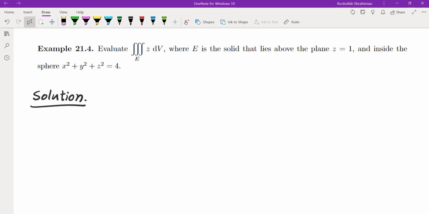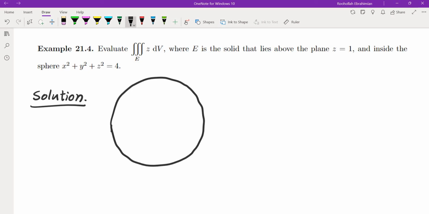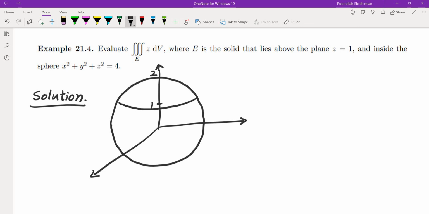Evaluate this triple integral where E is the solid that lies above the plane z equals 1 and inside the sphere. So again, we're going to draw the diagram. So we have a solid that lies above the plane z equals 1 and inside the sphere. So the sphere is radius 2. So we're looking at this. Okay, so really everything that matters is this portion.